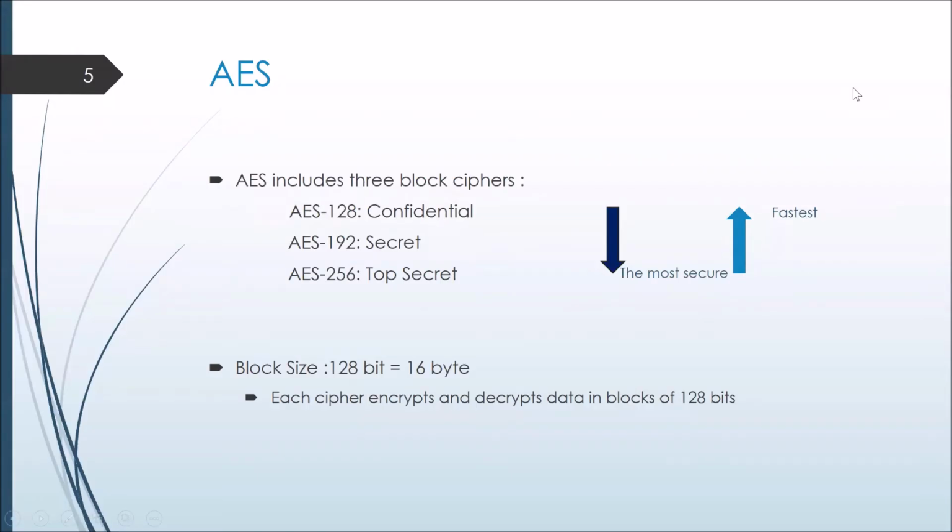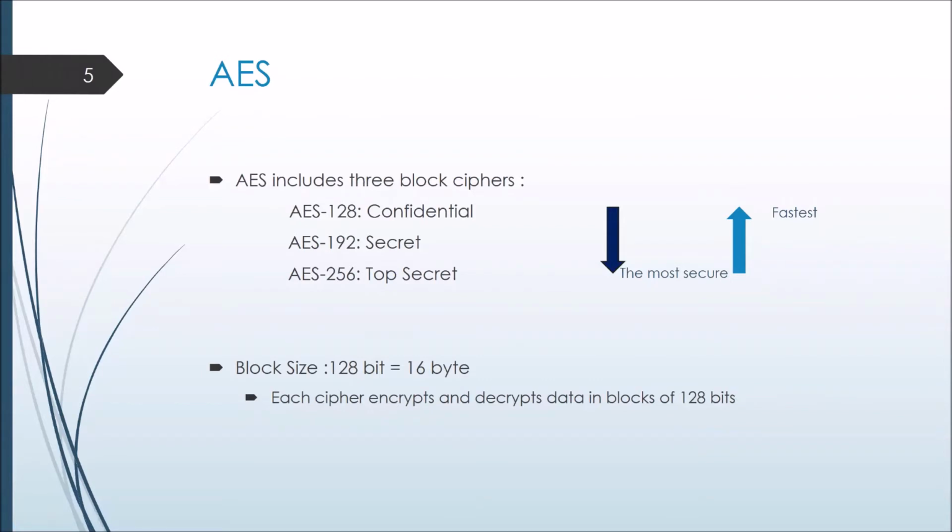AES includes 3 block ciphers. AES 128, it is confidential. AES 192, it is secret. AES 256, it is top secret. It means AES 256 is the most secure and AES 128 is the fastest one.